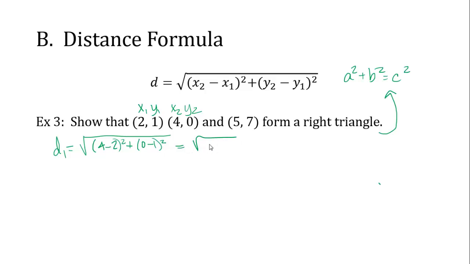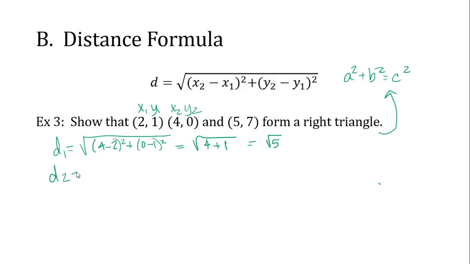Okay? 4 minus 2 is 2. If I square it, I get a 4. Plus 0 minus 1 is -1. If I square that, I get a +1. 4 plus 1 is 5, so my answer is the square root of 5. That's not a perfect square, so I'm going to leave it be.